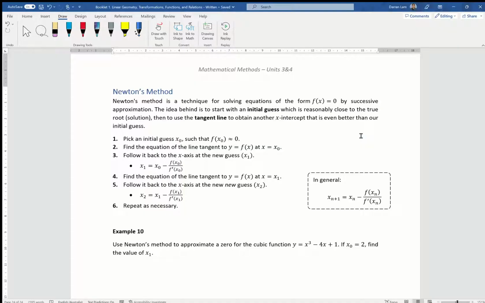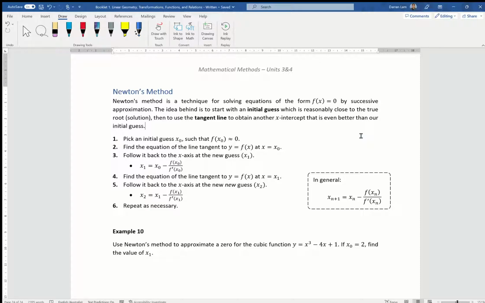Oftentimes we're presented with an equation that doesn't factorize nicely, so it's not something we can apply the null factor theorem to or something like that, right? So we might have to use a brute force method. Now, of course, you can just put that into the calculator and see what you get, but we're going to approach it using Newton's method.